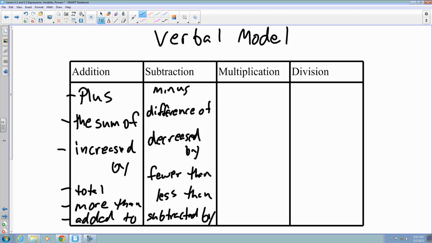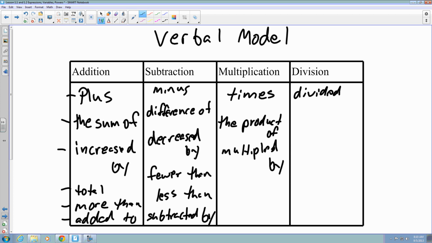For multiplication, we could say times. Something times something. The product of. Multiplied by. And then for division, we can say divided by. Divided into. And the quotient of.